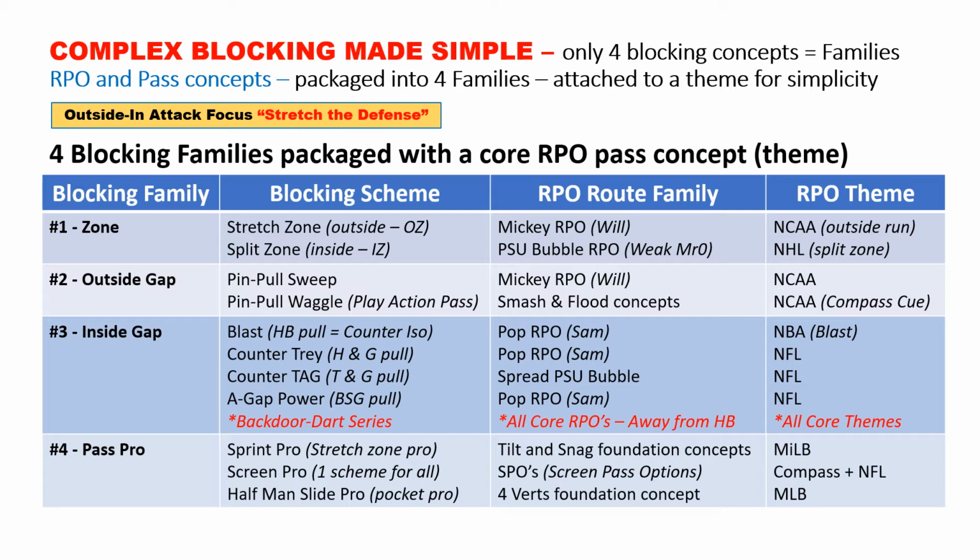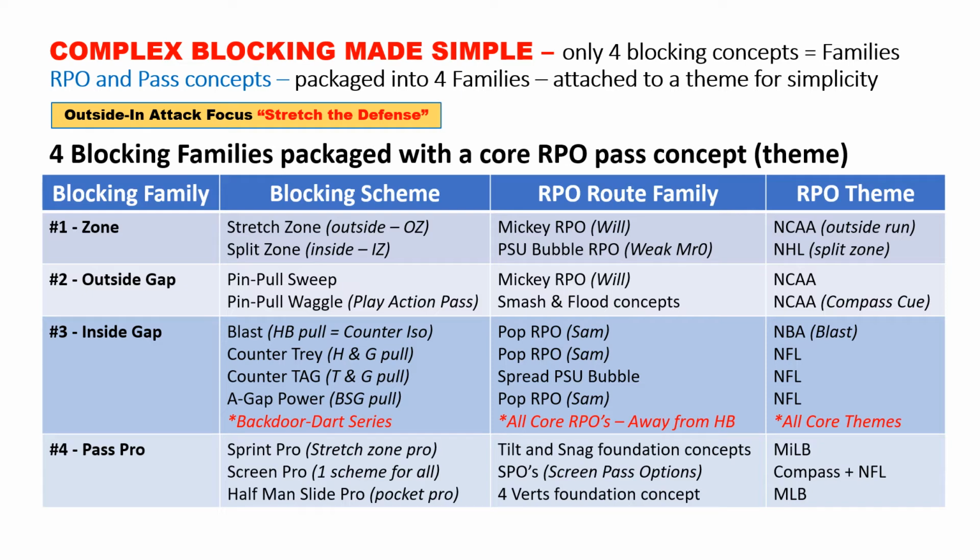Then we go split zone for our inside zone, where we use what I call a PSU bubble, and we use NHL. Number 2 then is outside gap, and we're going to use classic pin and pull sweep. Again, Mickey RPO and NCAA, and then we combine that with our waggle play action passes.